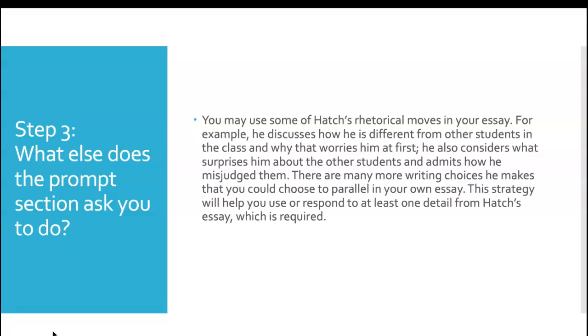Now you'll notice at the end of this section it says, use or respond to at least one detail from Hatch's essay, which is required. So that's different from may. If it's required, you need to do it. But it's only one because I don't want you to talk exclusively about Hatch's essay. The essay you're writing should focus mostly on your own experience, but make sure you bring in at least one detail from Hatch's essay. It could be some way in which you're completely different from him, or it could be some way in which you feel the same.